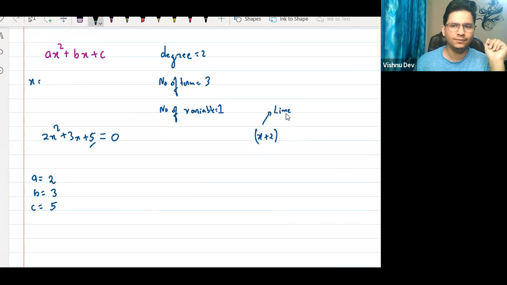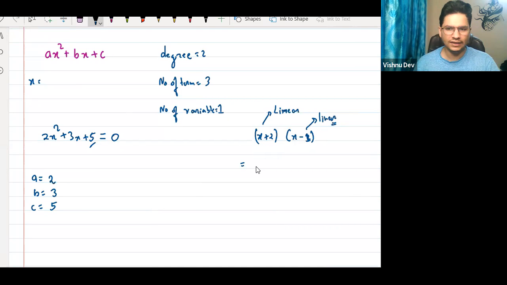So when you talk about this, x plus 2, this is your linear expression. And if you multiply with x minus 1, this is also linear, right? So I guess all of you can multiply these two. If you multiply these two, what will you get? x square, plus 2x, minus x, minus 2. So we will get x square plus x minus 2.